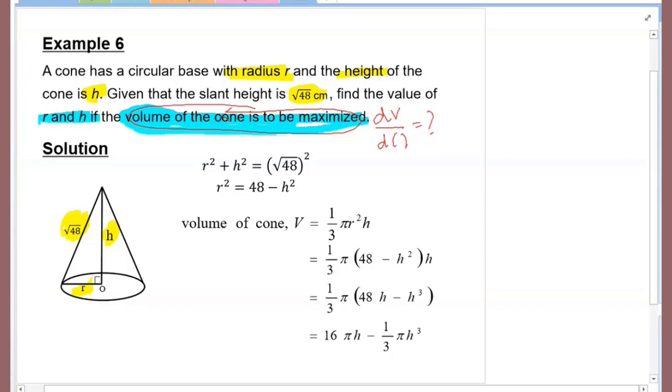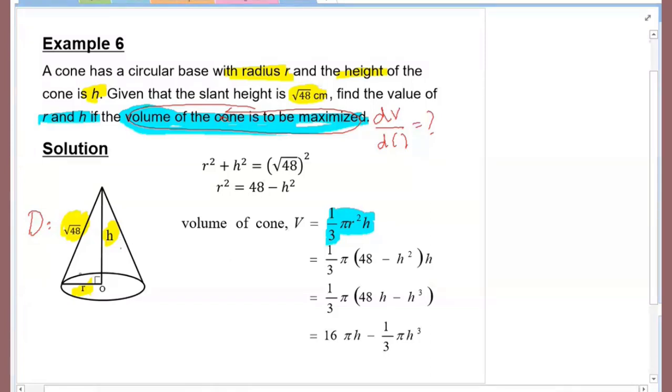Okay, now the formula. Let's say for cone, the formula is pi r square h, 1/3 of the cylinder. This is the same like cylinder, right? 1/3 of the cylinder, that is volume for cone. Okay, and this one is in variables h and r. First, the diagram. This is the diagram.